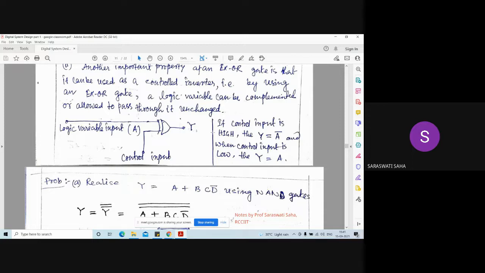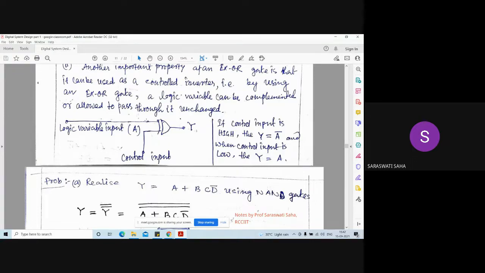In this condition Y follows A and this operation is known as buffer. I don't know whether this term buffer is known to you. Buffer means the output follows the input, or you may call it the input follower. But see, if we put the control input at high level always, what will be the output? High means plus 5 volt, logic one. Then what will be the output?